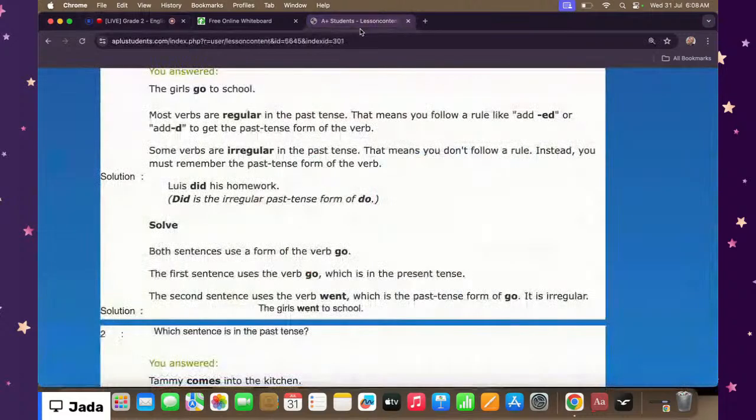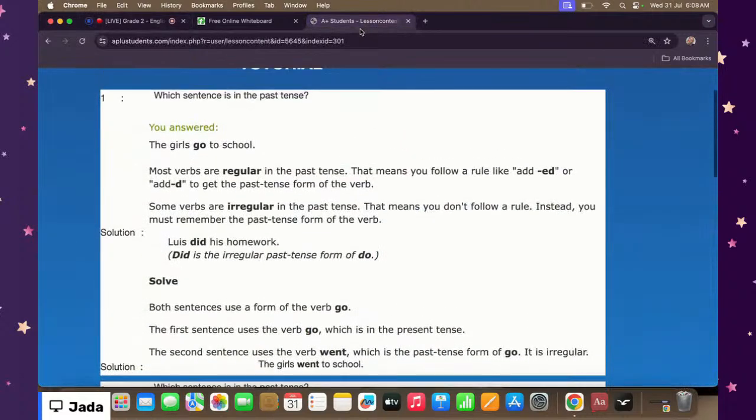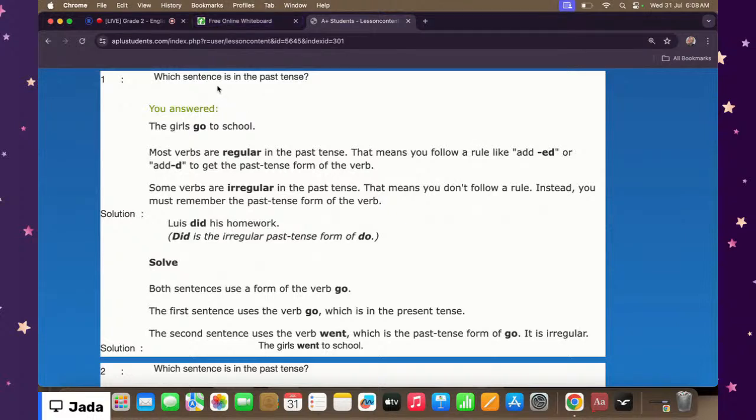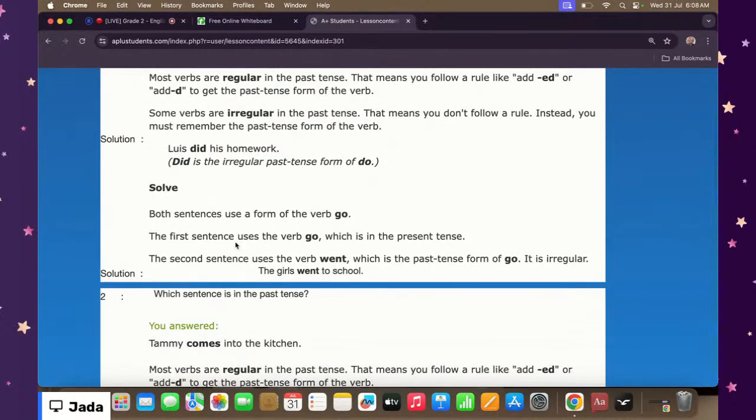Okay, so here we have which sentence is in the past. So you have to figure out the sentence in the past here. So which of the sentences are in the past? So both sentences use a form of the verb go. Now, if you have go, go is in the present tense, and you have to figure out the past tense of go.